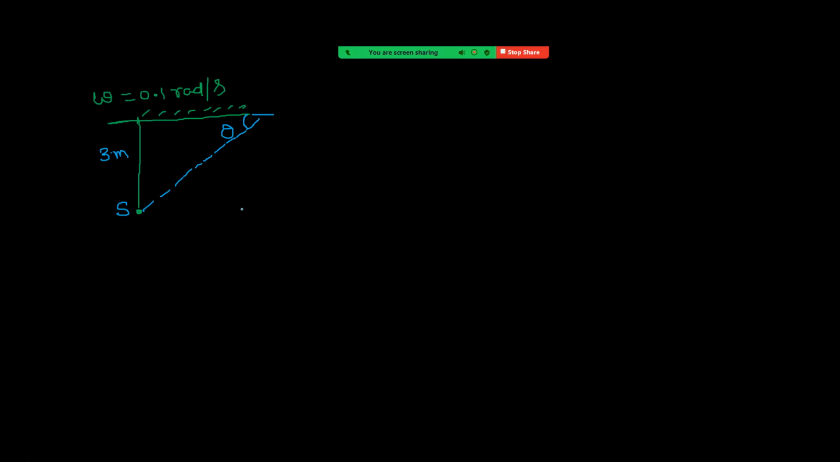Let us assume parallel to the wall as x-axis and normal to the wall as y-axis. So we have to find, when theta equals 45, what is the velocity of the spotlight on the wall? This is the given data. So first we have to think how to find velocity. We know that the definition of velocity is rate of change of position vector.